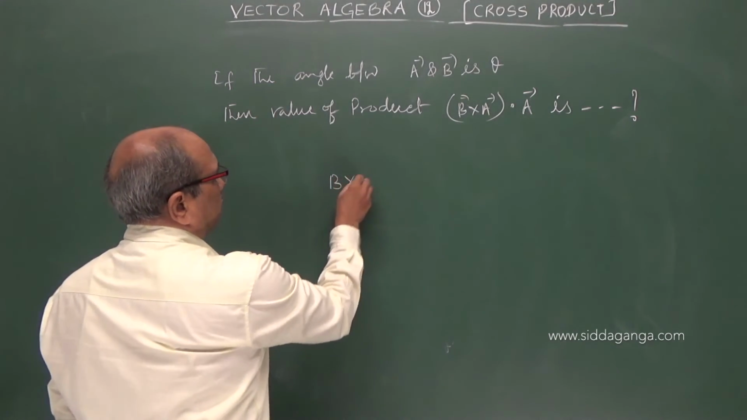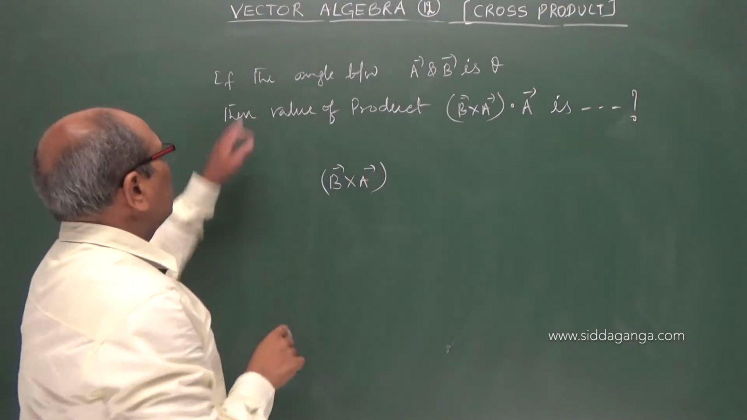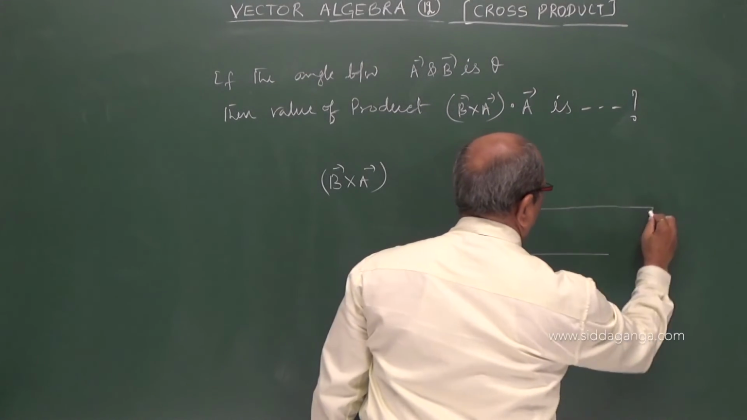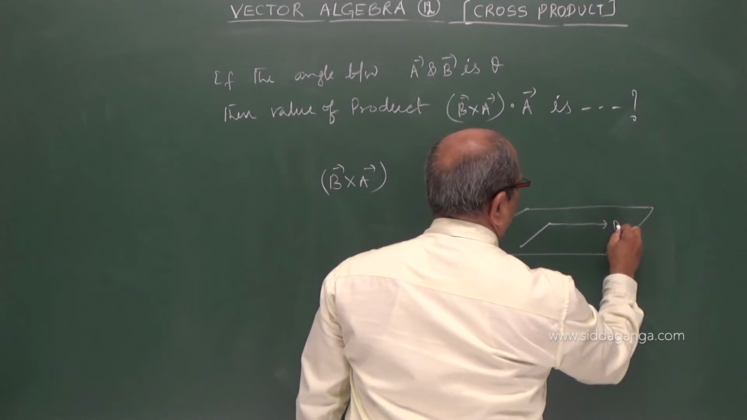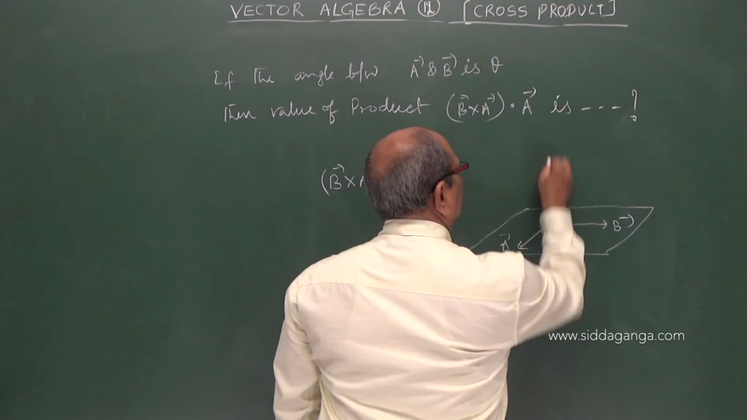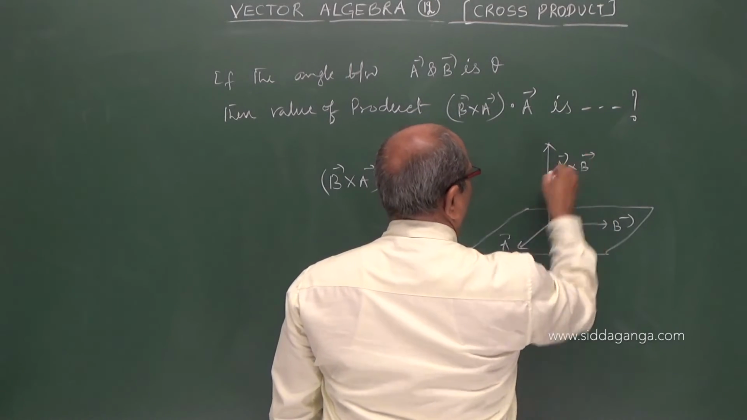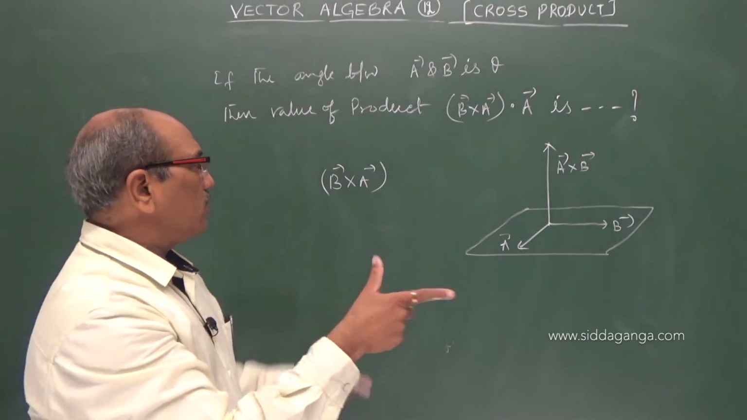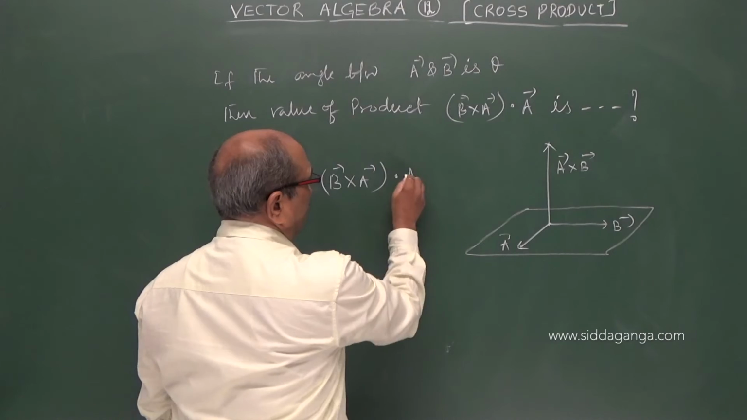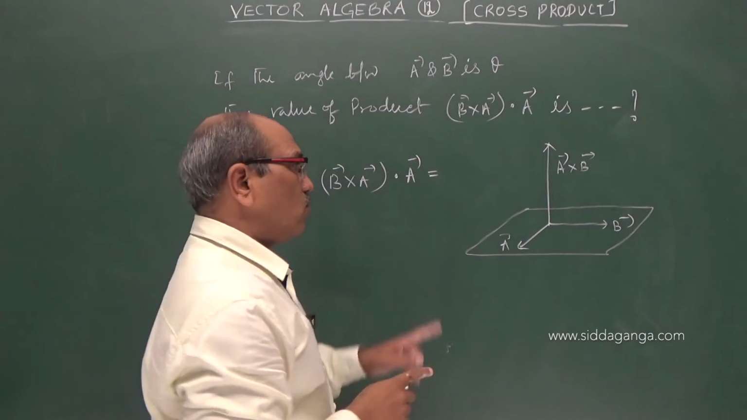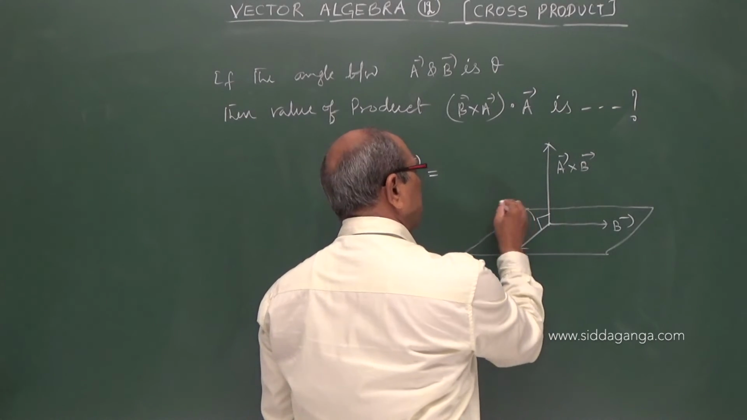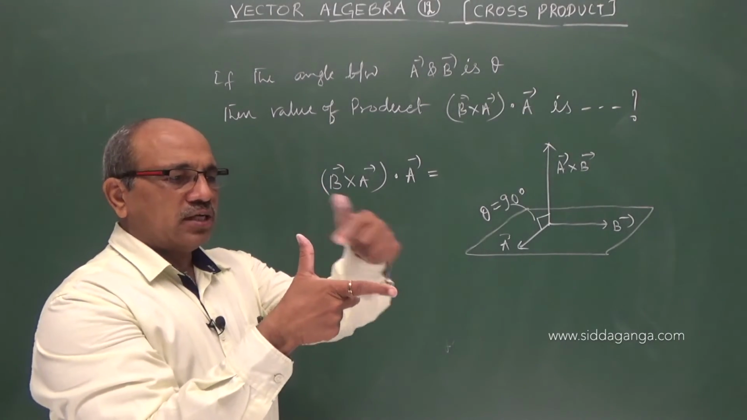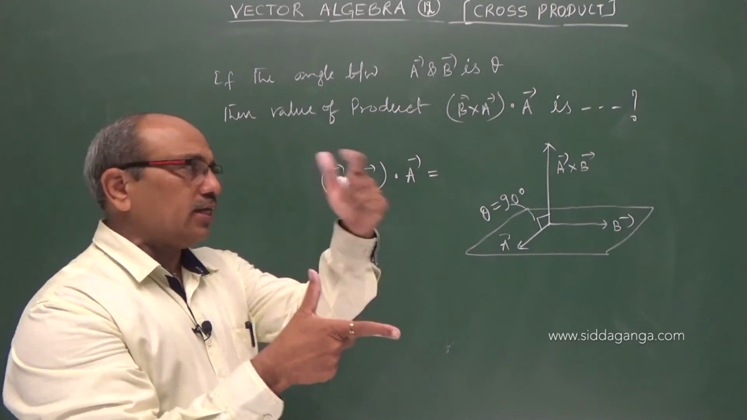First, think about B cross A. The angle between A and B is theta. Let us take the same construction as earlier, with A and B, and this is A cross B. For A cross B dot A, what is the angle between A cross B and A? Theta is 90 degrees. So the angle between A cross B and A is 90 degrees.